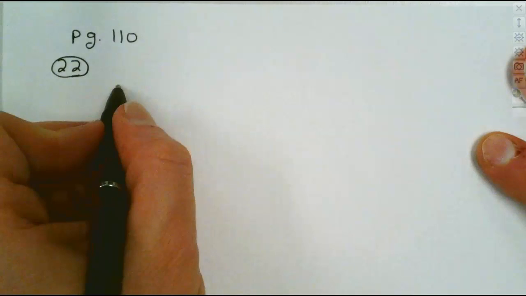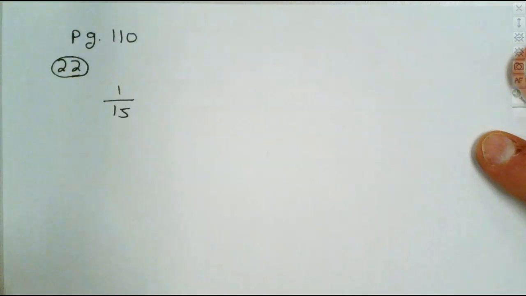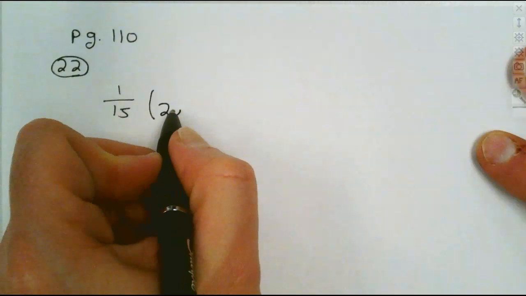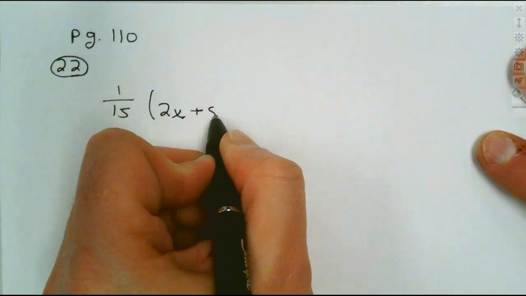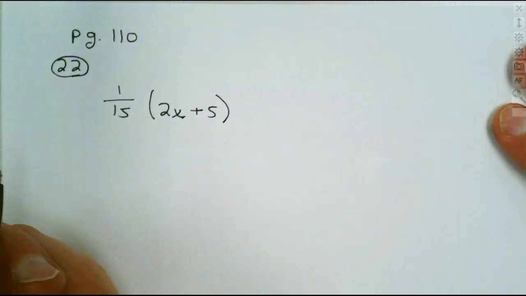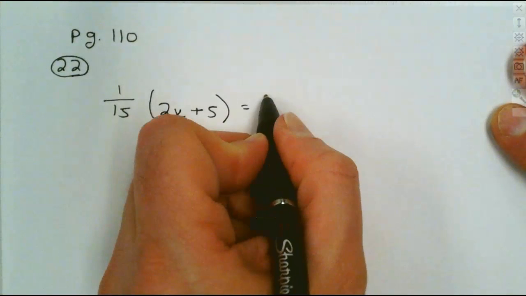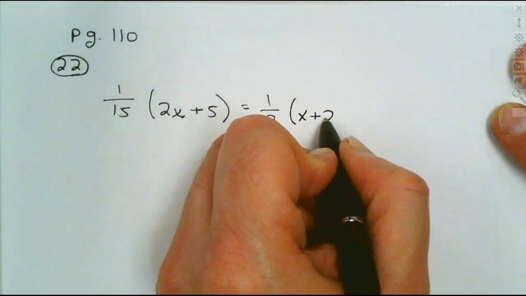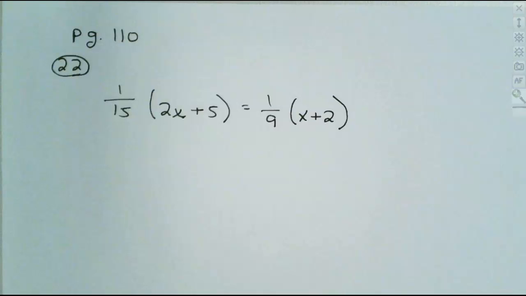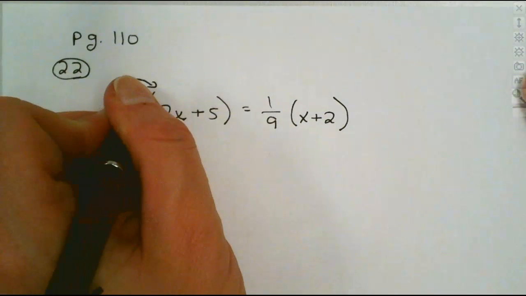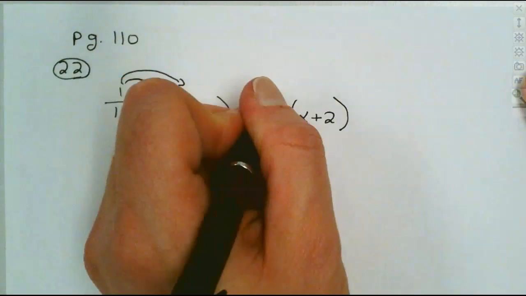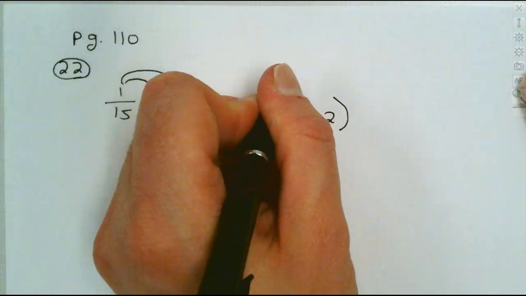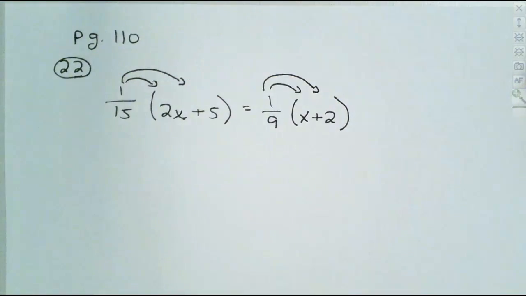In question 22, we've got 1 over 15 times 2x plus 5 equals 1/9 times x plus 2. Again, begin, distribute through, parentheses always must be done first, so distribute that 1/15 through, and distribute that 1/9 through.